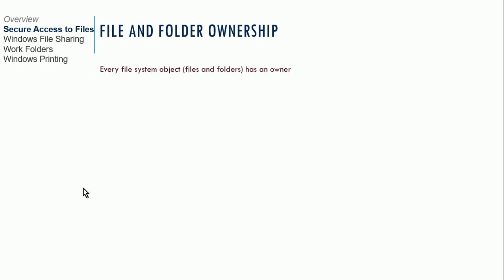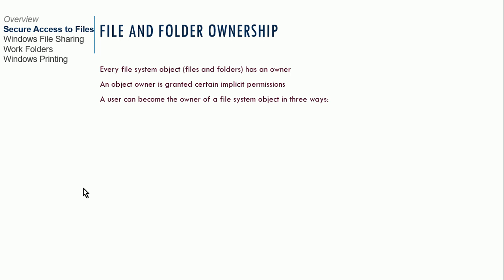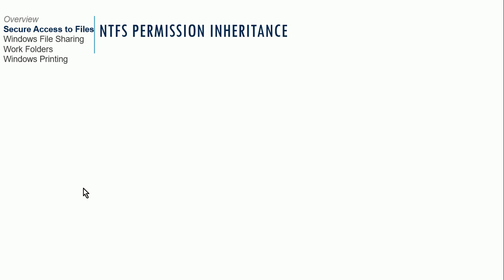So as far as ownership goes, every file system object, files and folders, must have an owner. And an object owner is granted certain implicit permissions. Implicit meaning that it's understood, right? It's not explicitly defined, but it's an understood level of permission. So a user can become the owner of a file system object in 3 ways. They can create the file or folder. So if you create it, you are the owner. You can take ownership of a file or folder, or you can be assigned ownership of a file or folder. And by the way, you have to have permission to take ownership. Not everyone can do that.